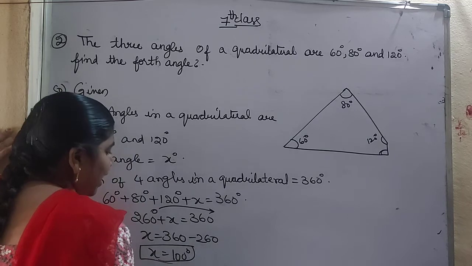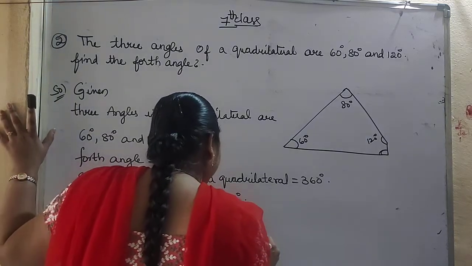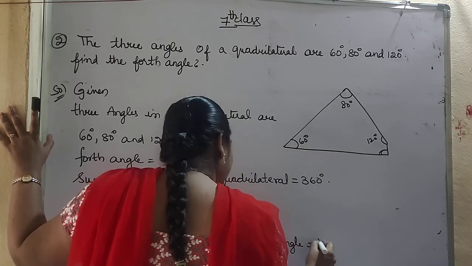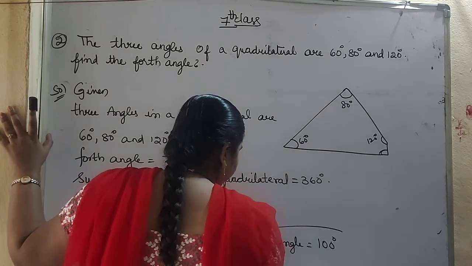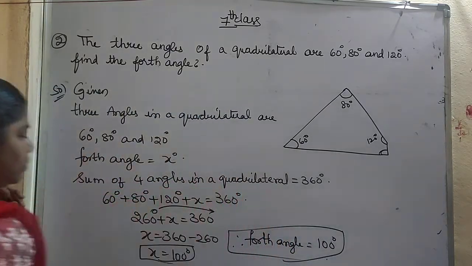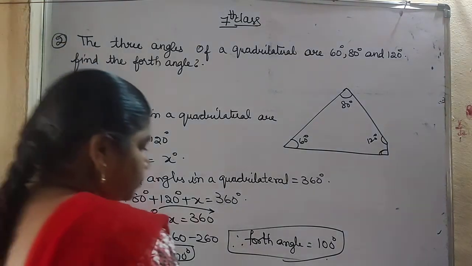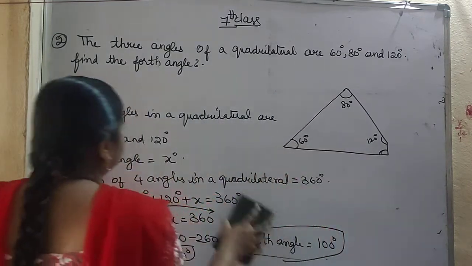So what is the fourth angle? Therefore the fourth angle is 100 degrees. So this is our fourth angle. So for the second question we got the fourth angle as 100 degrees. Now the next question, the third one.